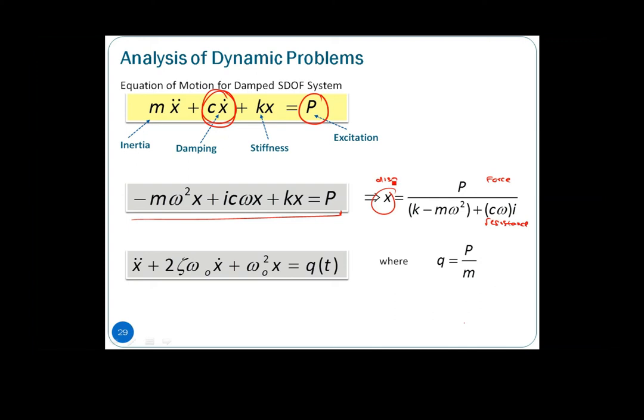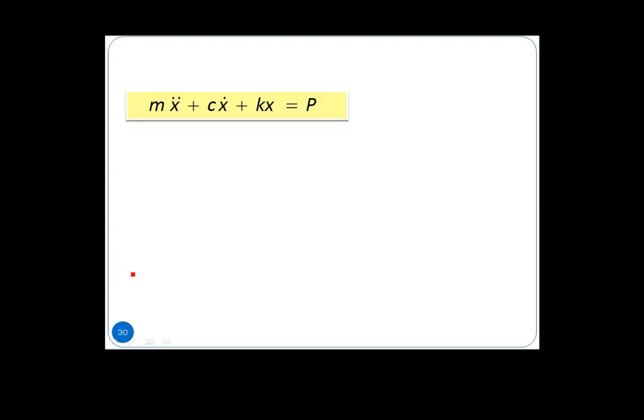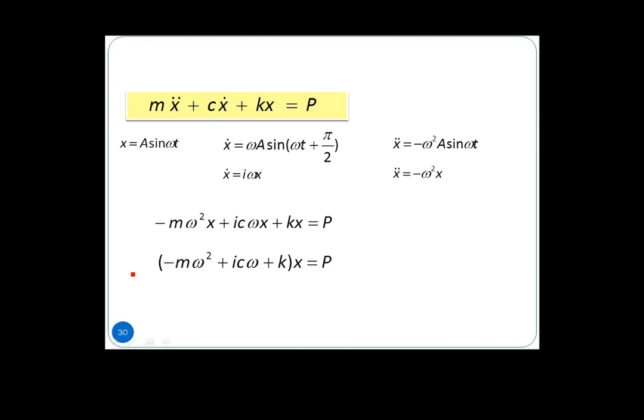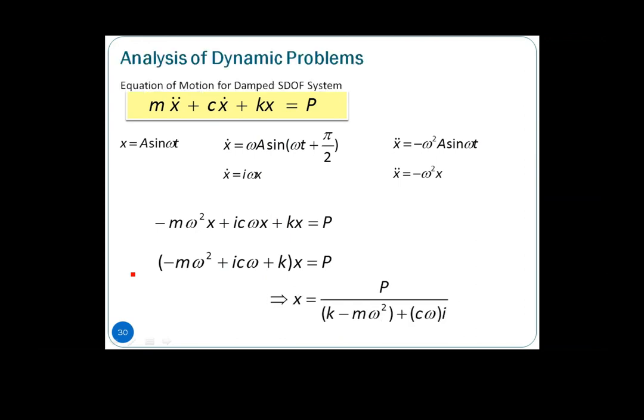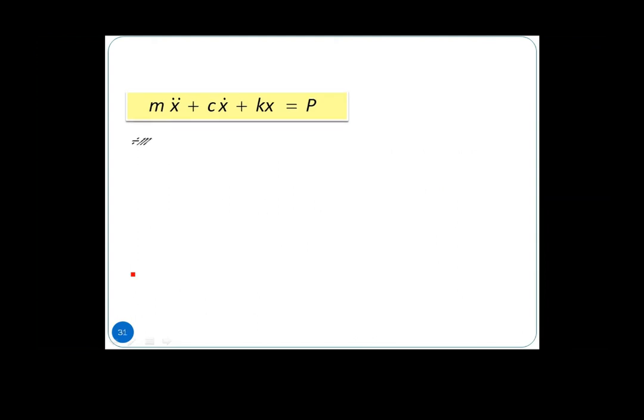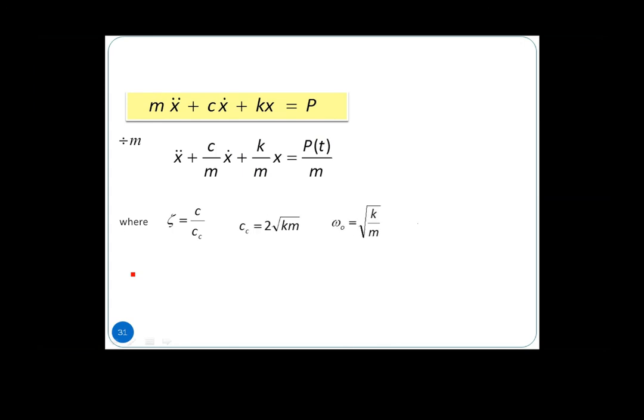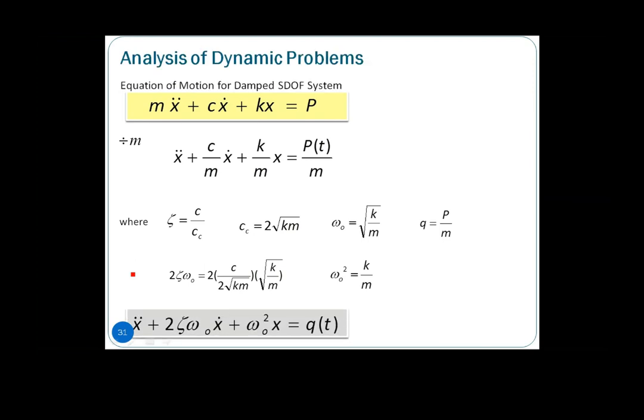Or you can try to solve it in the modal domain, where in the m, c, k domain you have your x equal to like this. This is how this equation of motion is solved. If you divide all by m, then you represent your equation of motion in terms of damping and natural frequency. Your equation of motion now becomes x double dot plus 2 zeta omega naught x dot plus omega naught squared x equals q(t).